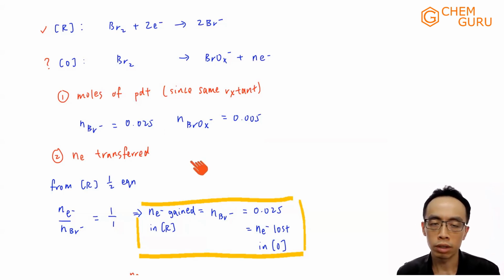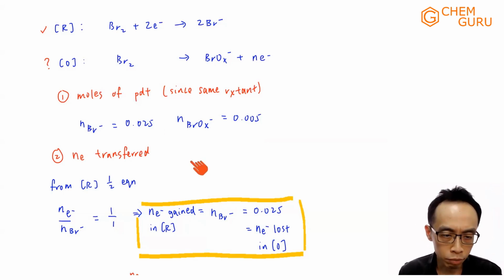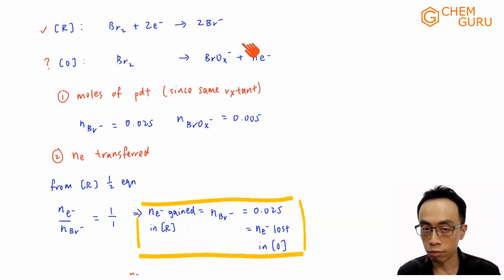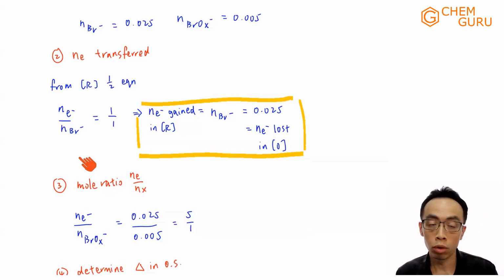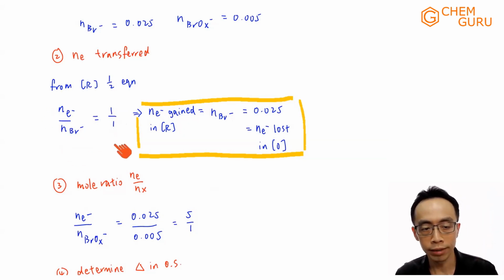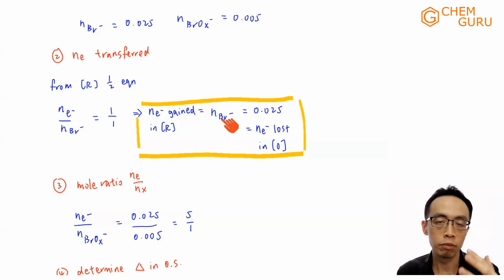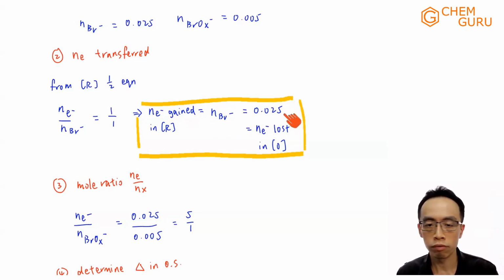Next thing is, I try to determine the number of moles of electron transferred in the process using the known half equation. I have the reduction half equation. The number of mole of electron to Br minus is 2:2 or 1:1. So if the mole of electron to Br minus is 1:1, this means that the number of mole of electrons gained in reduction will be the same as the number of mole of Br minus, which is 0.025.